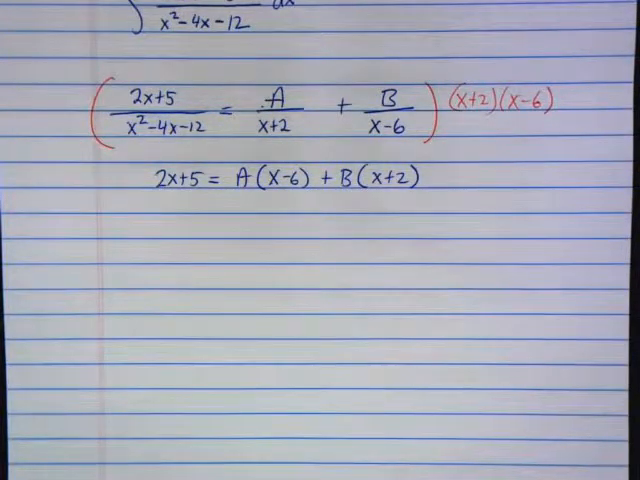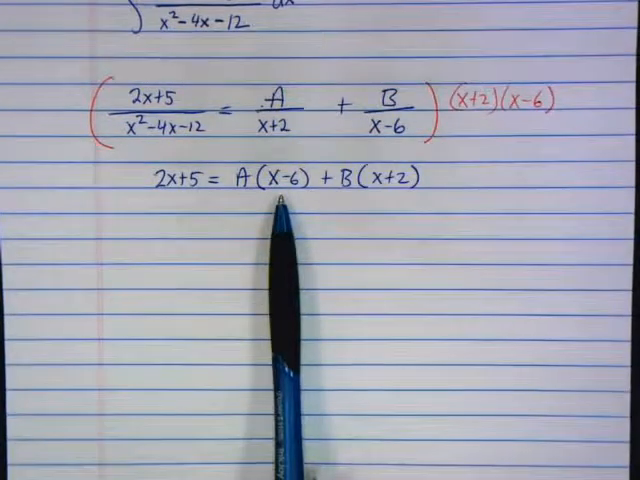I'm going to pick my favorite number in the world, and I'm going to plug it in for x. Anybody got a favorite number? 0? No. 10, no. 5, no. 13. No. 6. 6 is my favorite number this time. Why do I like 6? Because when I plug in 6, it's going to give me 0 right there.